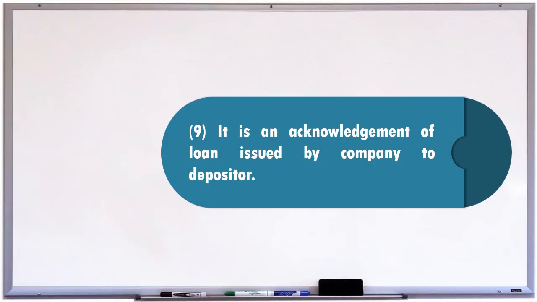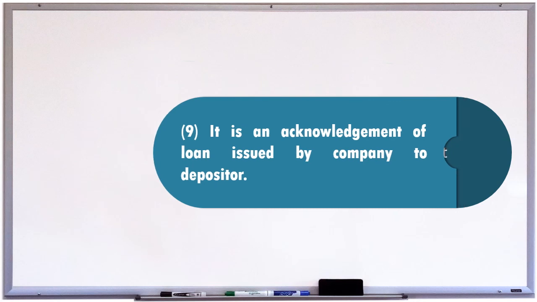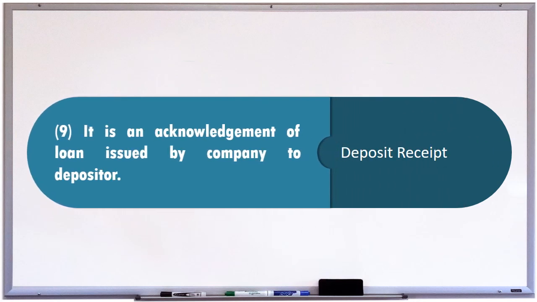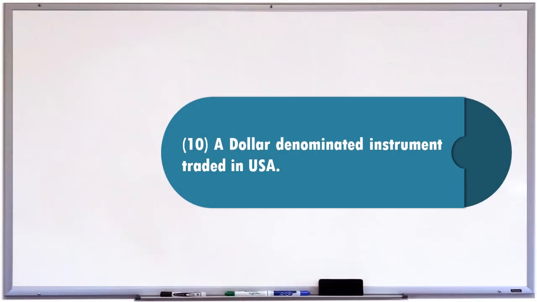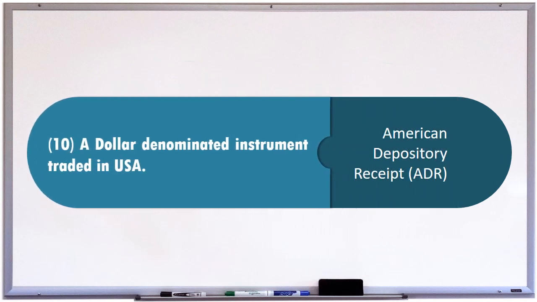9. It is an acknowledgement of loan issued by company to depositor. And the answer is deposit receipt. 10. A dollar-denominated instrument, traded in USA, and the answer is American Depository Receipt, that is ADR.